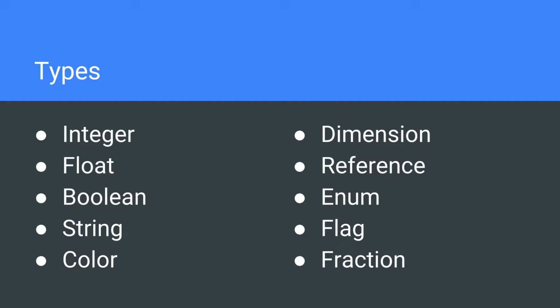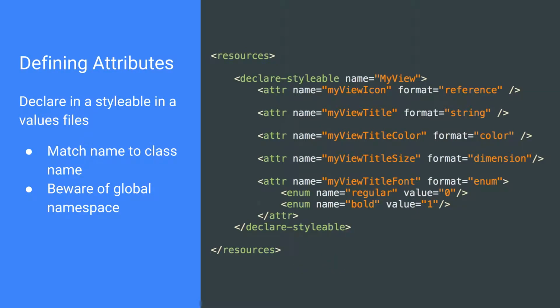Flag is used for something like layout gravity, where you might be able to append things together, kind of like a bit mask. And fraction is used for defining portions. These last two you don't really use all that much. Enum is occasionally helpful, but you mainly will focus on the ones on the left side here, which are the most straightforward. So how do we define custom attributes?